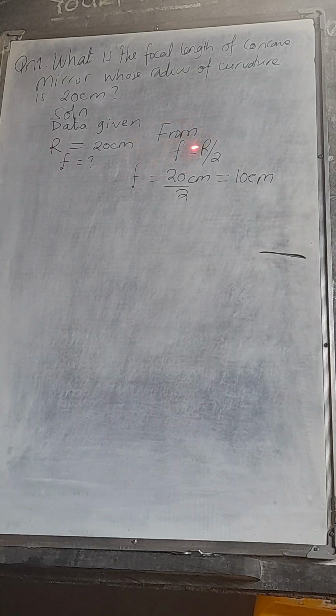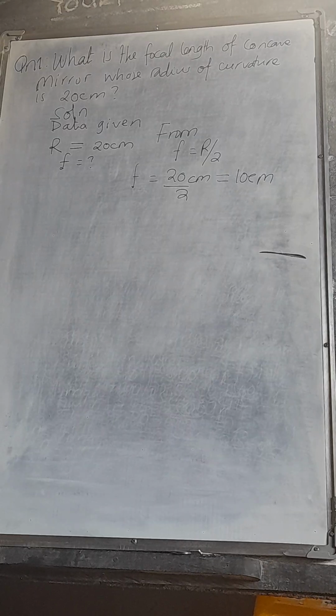From the formula, which is very important to be familiar with, the focal length is equal to radius of curvature divided by 2. So the focal length is 20 centimeter divided by 2. Finally, the focal length is 10 centimeter. Congratulations to those who commented 10 centimeter. Let's keep this momentum and move to question number 2.